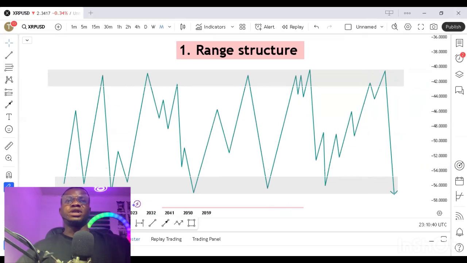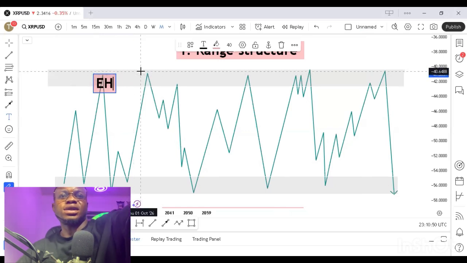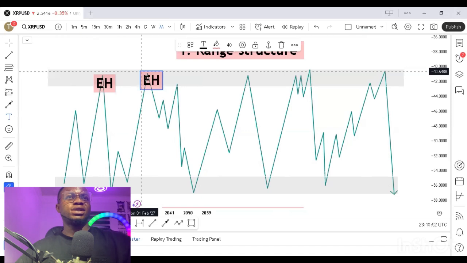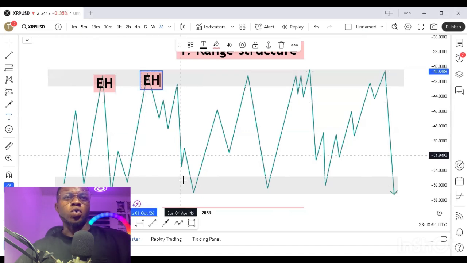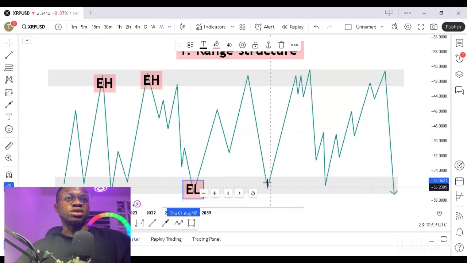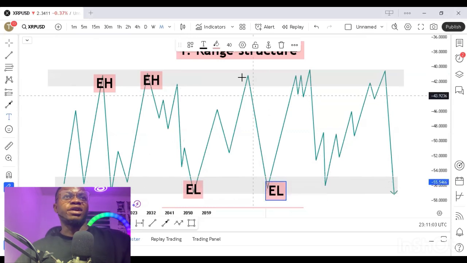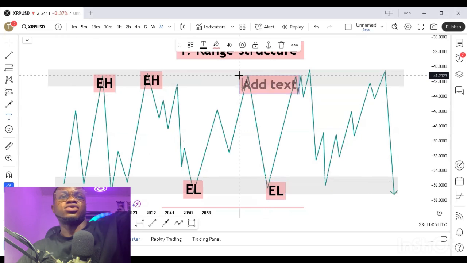So what are they doing? They are creating multiple equal highs. They are creating multiple what? Equal highs and what? Equal lows. So it's good you understand this, because this is everything that Forex has to deal with. Structure is everything that Forex has to do with.